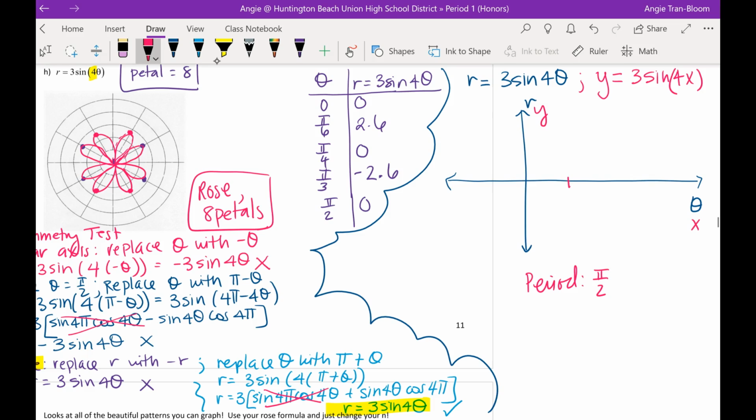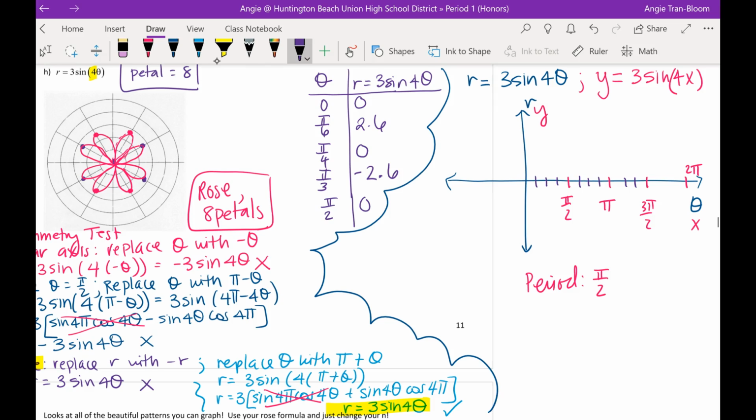So here's what I'm going to do. Here's a pi over 2 right here. Here's the next period, which is a pi. Because we normally graph a full revolution, can I go all the way to 2 pi? Okay, so that means I just have a lot of periods. So this is 2 pi. This is 3 pi over 2. And in each period, I have 4 tick marks. Can you guys agree? Yep, okay.